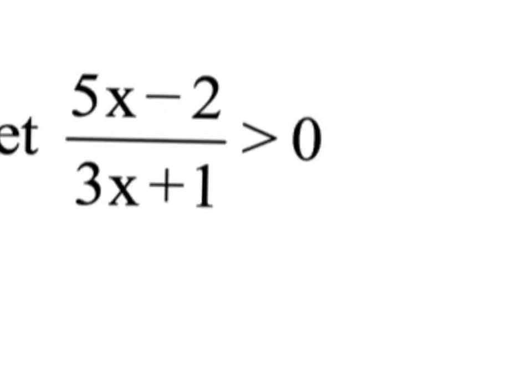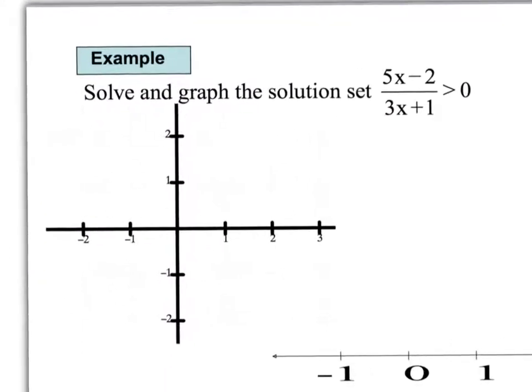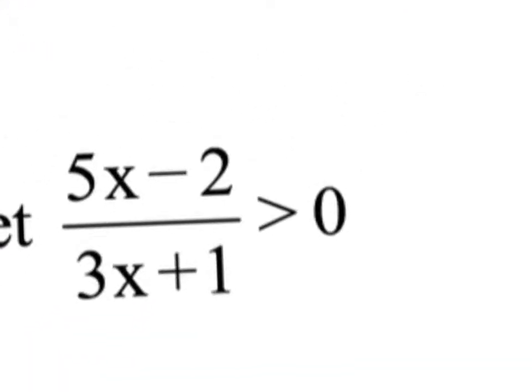Alright, so let's take a look at this rational inequality, and the instructions say to solve and graph the solution set. So again, first begin by finding your x-intercepts. Okay? We set your numerator equal to 0. So 5x minus 2 equals 0, and what do I get? 2/5.